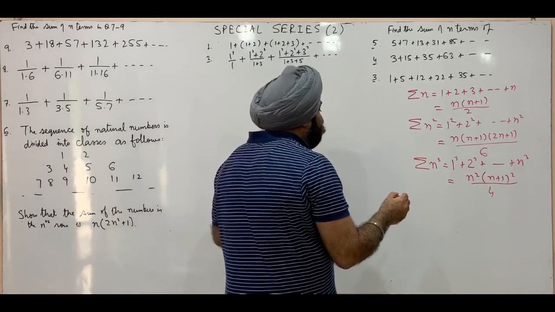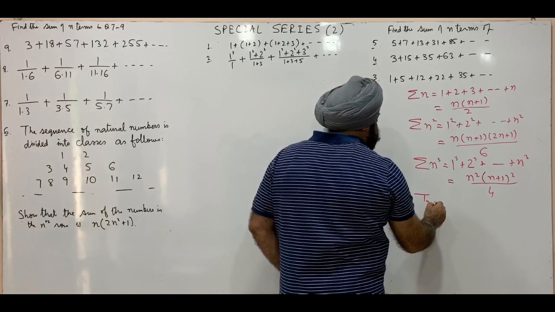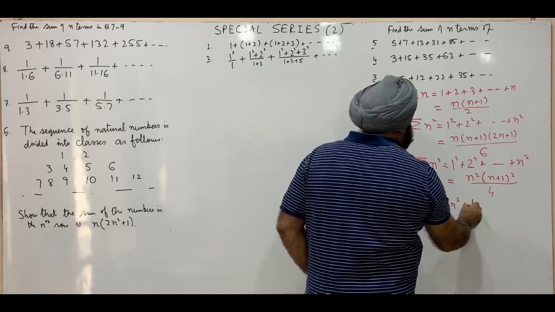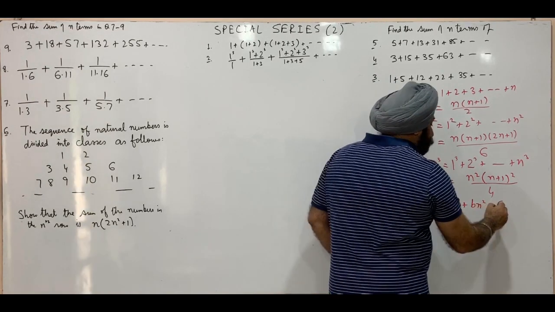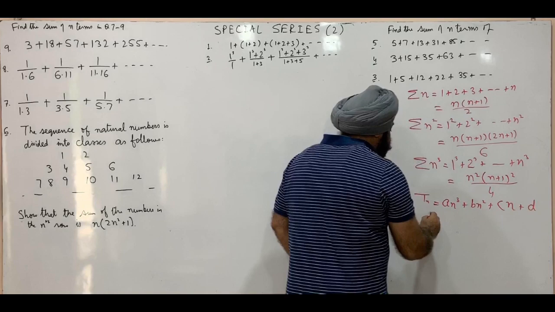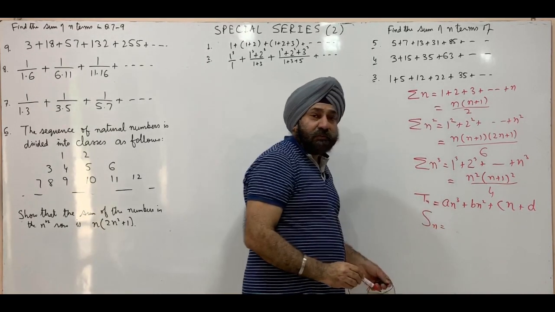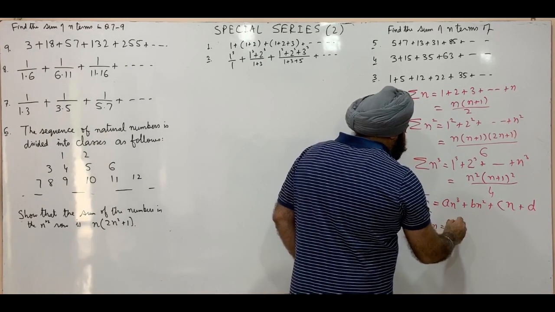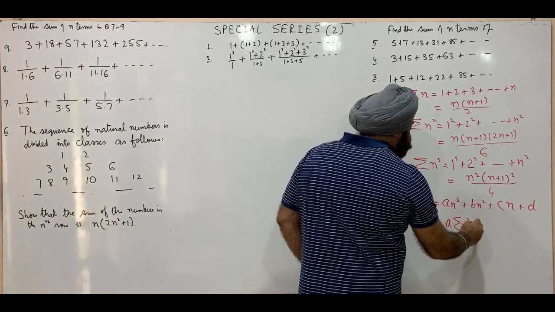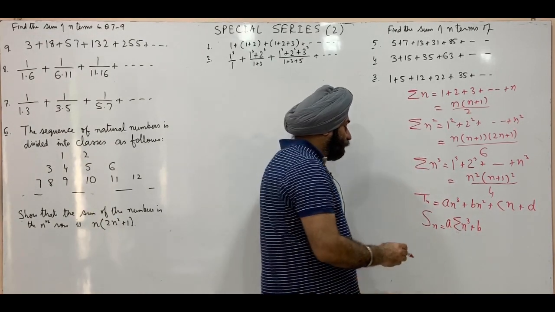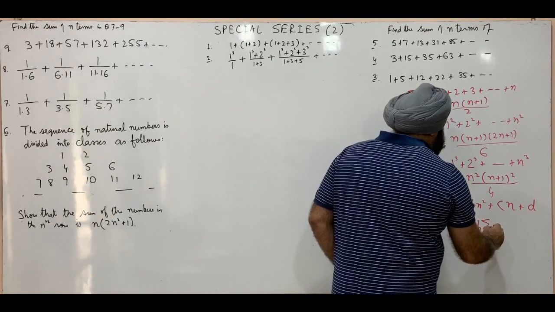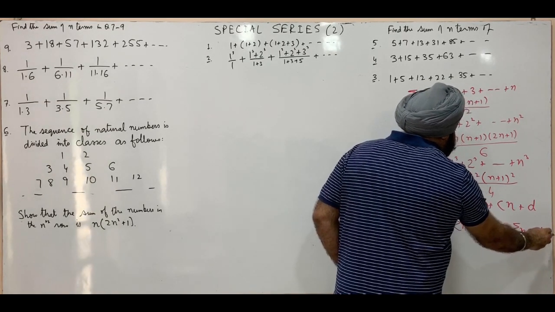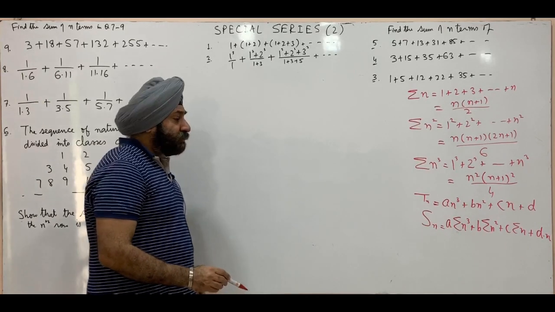And also if the nth term of a series is of the form a n cube plus b n square plus c n plus d, then we can find the sum of n terms by applying these formulas. Applying sigma, a into n cube will change to sigma n cube, b constant, n square changes to sigma n square, this is sigma n, and the constant changes to constant into n, d plus d, n times is d into n.